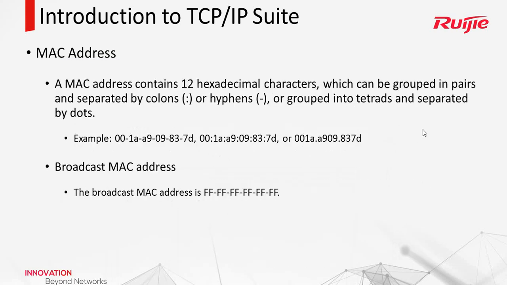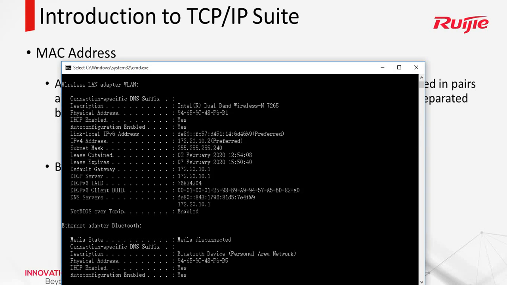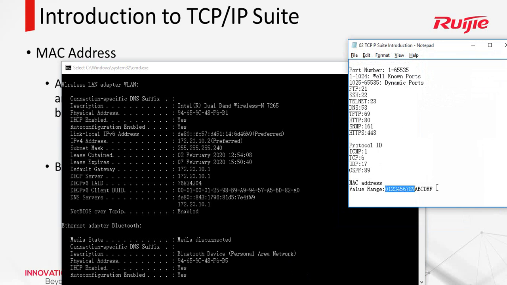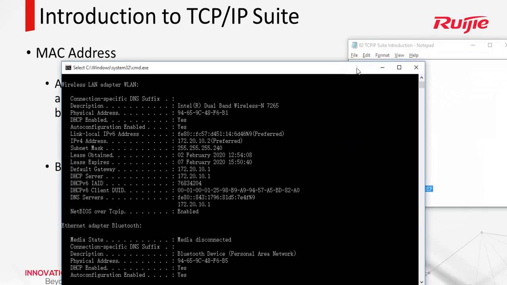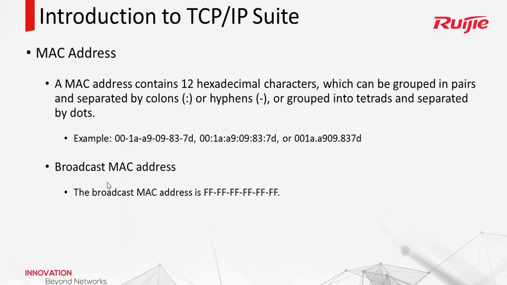Because I use a wired connection here, the MAC address has a different format. We call it hexadecimal. It has 12 hexadecimal characters. So here is an example of one MAC address: 001A, 09, H3, and 3D. For a MAC address, each value ranges from 0 to F. And of course, the broadcast MAC address should be all F.